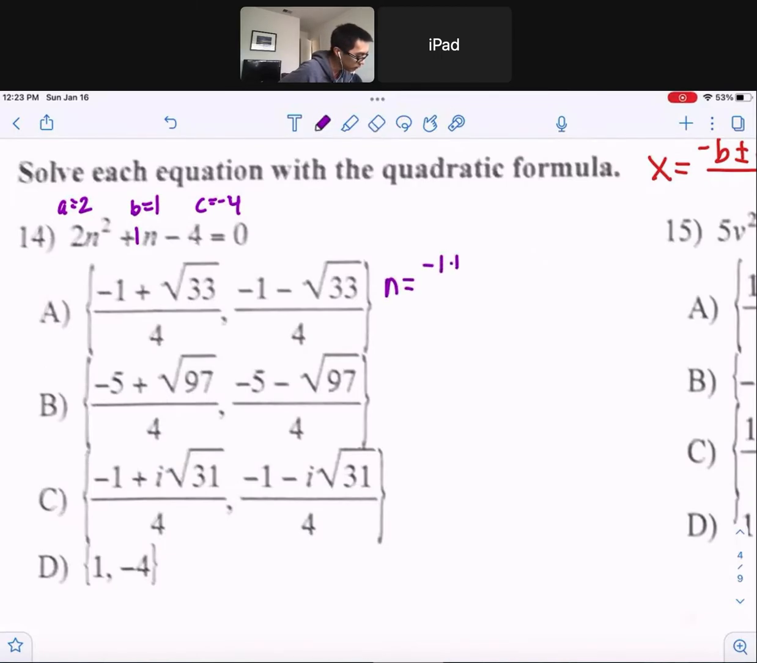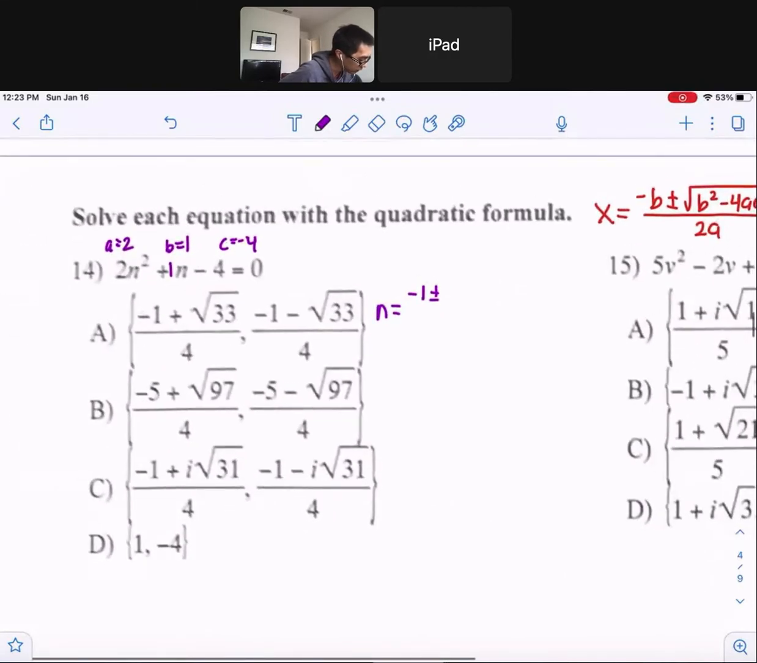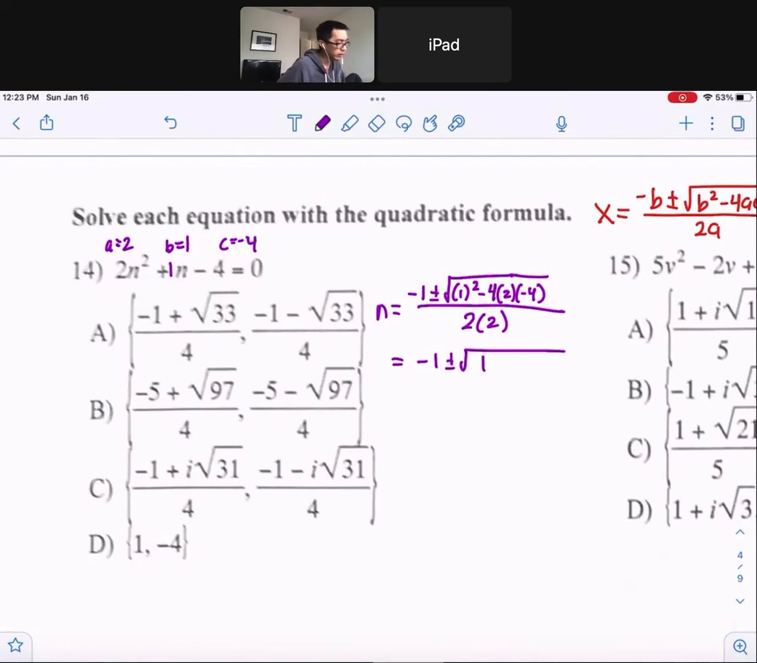Negative 1, following the formula, right? Plus or minus the square root of b squared, which is going to be 1 squared, minus 4 times a times c, so 4 times 2 times negative 4, all over 2 times a, which is 2 times 2. So negative 1 plus or minus the square root of 1 squared, which is 1. Negative 4 times 2 times negative 4, you guys, that is positive 32. 2 times 2 is 4. Negative 1 plus or minus the square root of 33 all over 4. So this, you guys, is going to be A. That one's going to be A.